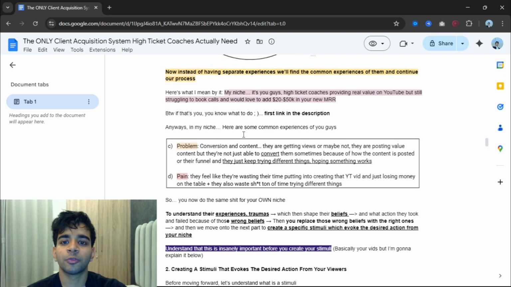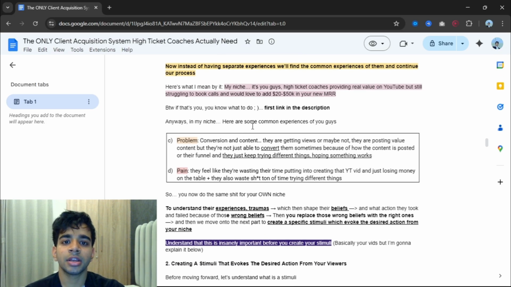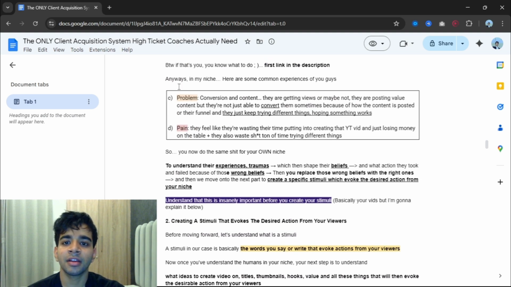But whatever, in my niche, here are some common experiences that I tried to find out. I think these are true, but let's just see. So the problem, right, which is conversion and content. They are getting views, maybe not. They are posting valuable content, but they are not able to convert them sometimes because of how the content is posted or their funnel basically, right? And they just keep trying different things and hoping something works, right?